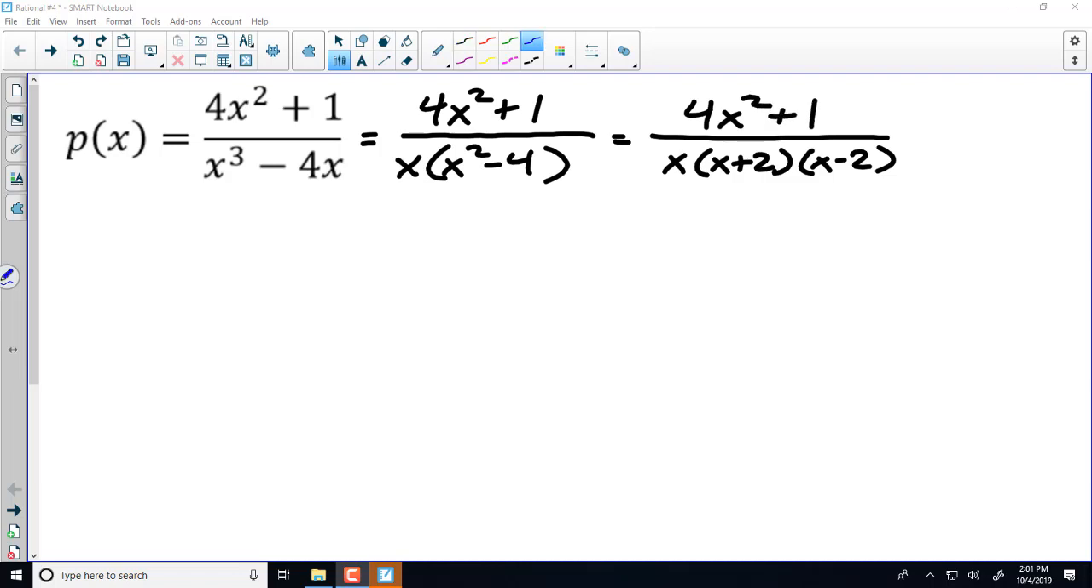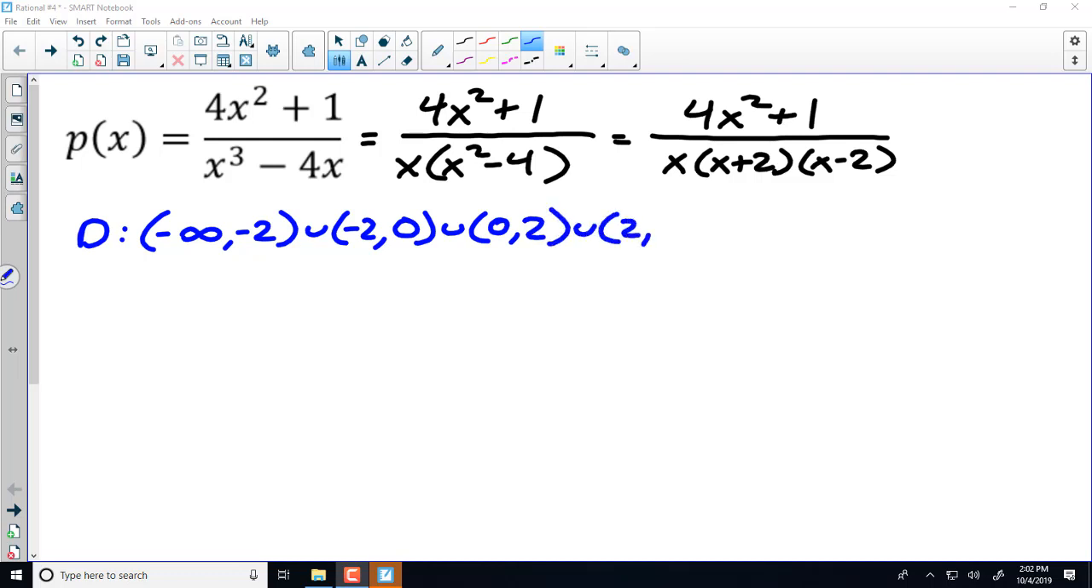Now, we'll notice with this one, we have three numbers we have to kick out of our domain because there are three values that will make the denominator equal to 0. They are -2, 0, and 2. No common factors are going to cancel, so this particular graph is going to have three vertical asymptotes, one for each value we kicked out of the domain. So the vertical asymptotes are going to be x equals -2, x equals 0, and x equals 2.